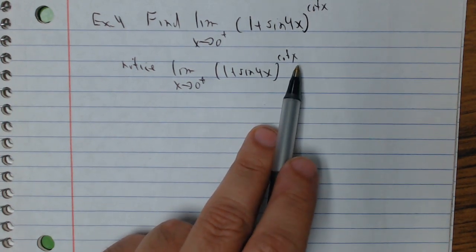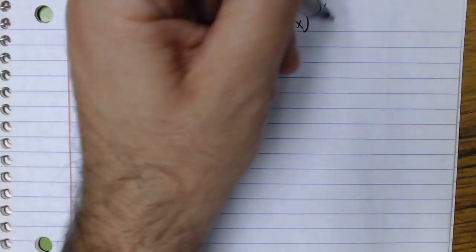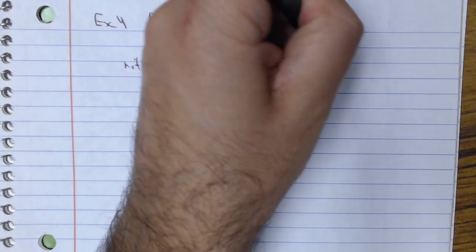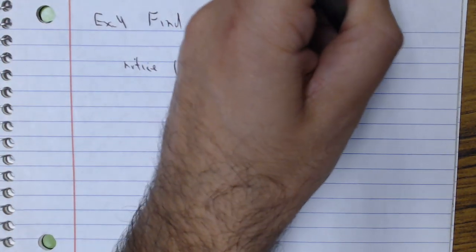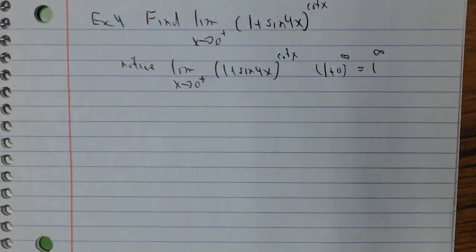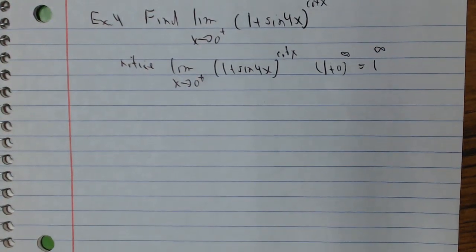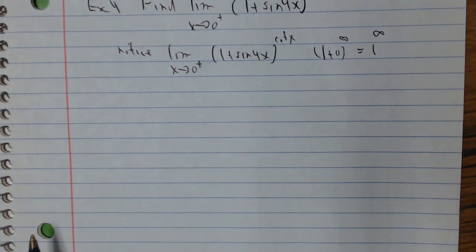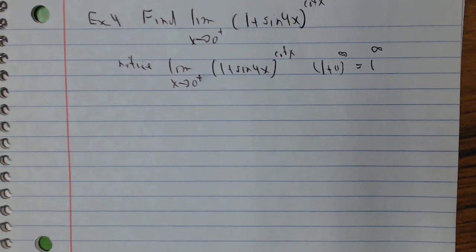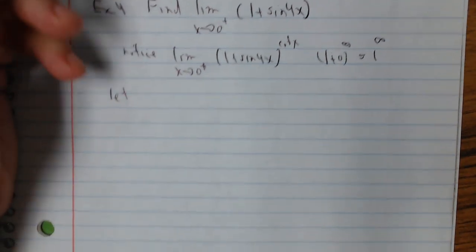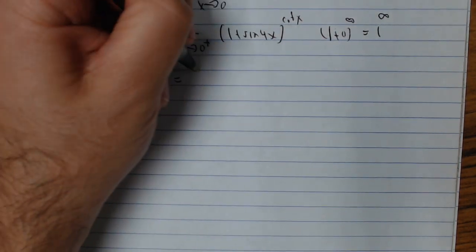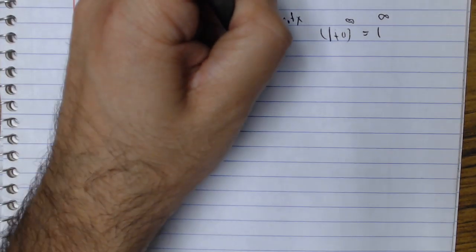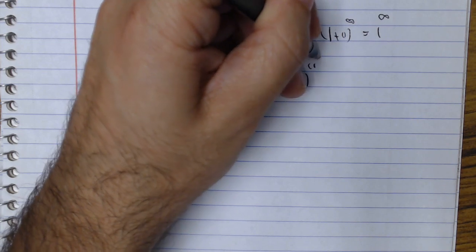So what we could say is the following. This becomes 1 plus 0 to the power of infinity, which is 1 to the power of infinity. So this is indeterminate of type 1 to the power of infinity. So the trick we're going to use is by natural logging this guy. But what I always like to do, just so I don't forget about the natural log, is say let y equal the limit as x approaches 0 from the right side of 1 plus sine of 4x to the power of cotangent of x.